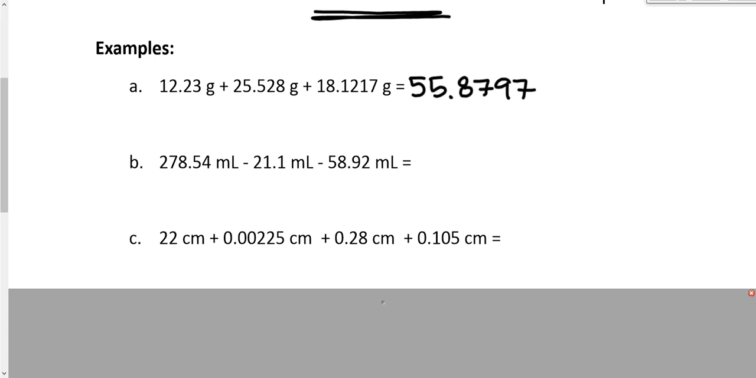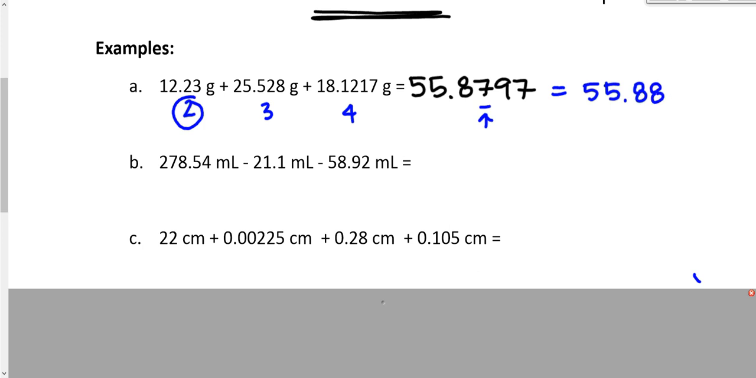So the first number, the 12.23, has 2 numbers after the decimal. The second one has 3, the 5, the 2, and the 8. And the third number has 4. So our smallest amount is 2. So I need to round my number to 2 numbers after the decimal. The number before the decimal can be a zillion. We're just looking at digits after. So really what our answer is going to be is 55.8. And we have one more, but that 7 after it is a 9, and that 9 is going to make the 7 round up. So we're going to round this up to 8.